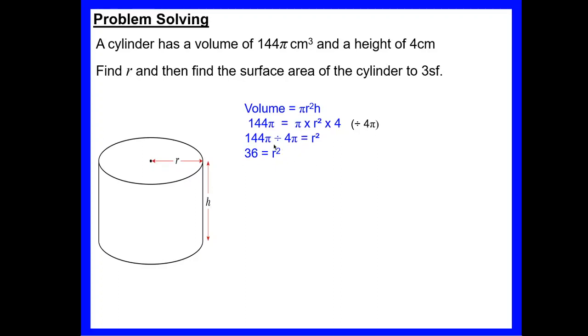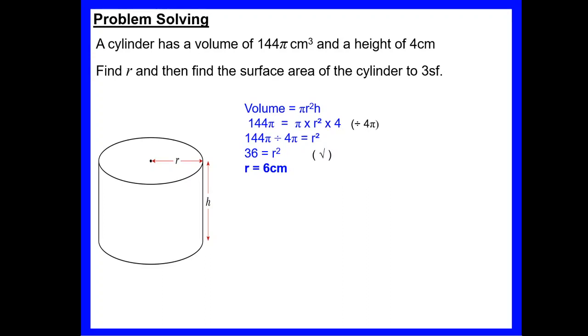Now you notice the pi's have cancelled out. If I divide something by itself, I get 1. 144 divided by 4 is 36, so that would be 36 times 1, which is just 36. If you're not sure, you can type that into your calculator and you will get 36. Now remember that's r squared. We were asked to find the value of r, so we need to get rid of the squared. The inverse of squaring is square rooting, so we're going to square root both sides. The square root of 36 is 6. The square root of r squared is r, so the radius is equal to 6 centimeters. So that's the first part of the question. The radius equals 6.